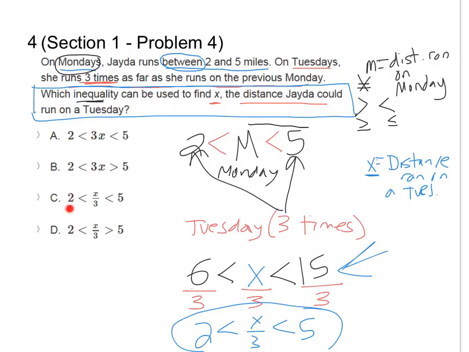So 2, it could have been any of these. 5, it could have been any of these. X over 3 is the middle, so it looks like it could be either one of these. But now when we look at the symbols, we said that this part needed to be greater than 6, so that symbol should be facing this way. And then same thing, this number had to be smaller than 15, so the symbol should be facing this way. The only one that has that happen is C. So you kind of have to go through process of elimination. If you have a different answer, don't just automatically assume it's wrong. Sometimes you need to go back through and look to see why yours is different in a written form, and then see if you can change your answer to match one.